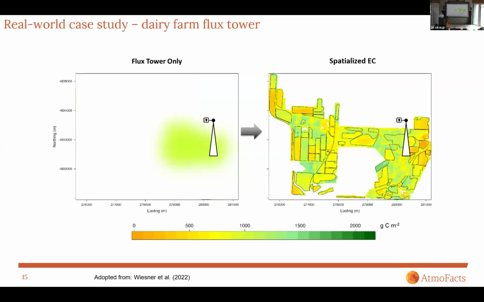Here's one real-world example. Ankur was showing that earlier as well, so I'm not going to belabor it. But this is essentially how attribution of carbon flux over a farm can look with such a type of approach, on the right-hand side, and how it currently looks with traditional approaches here on the left-hand side.